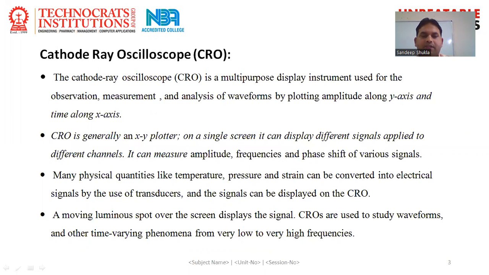Many physical quantities like temperature, pressure, and strain can be converted into electrical signals by the use of a transducer, and the signals can be displayed on the CRO. A moving luminous spot over the screen displays the signal. CROs are used to study waveforms and other time varying phenomena from very low to very high frequencies.